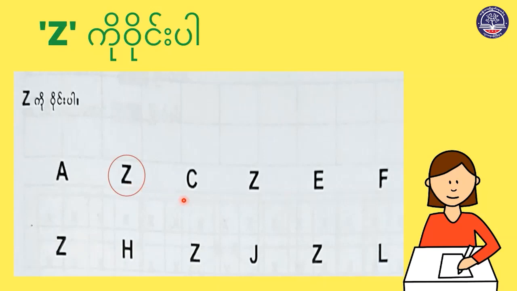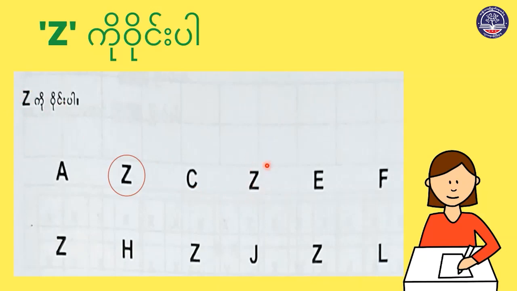Let's move on to the next one. Is this letter Z? No, it isn't letter Z. Look, it doesn't look like this one. So we are going to skip this one. Let's move on to the next one.